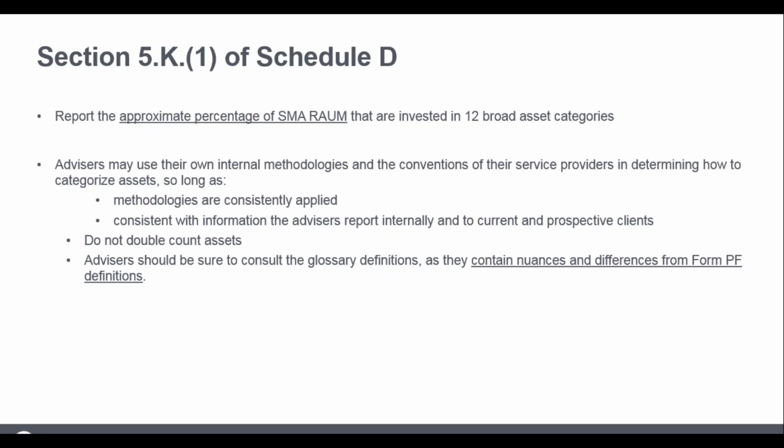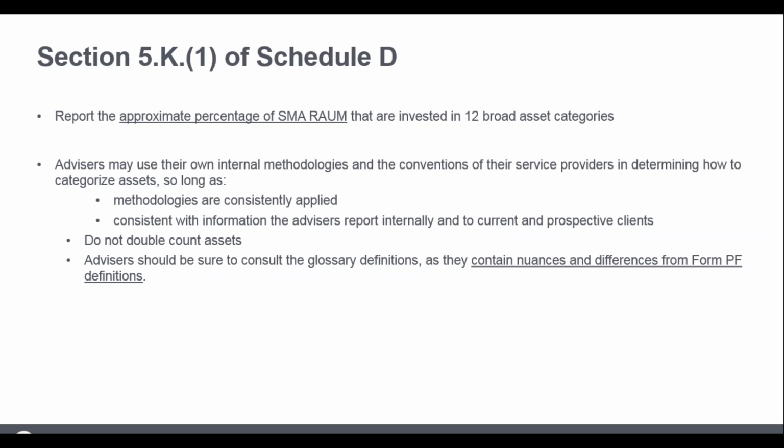Some of these assets are going to fit into more than one category, or you may be required to apply some discretion when making a determination. In that case, you are allowed to use your own internal methodologies, so long as you're consistently applying those methodologies, and also making sure that that information is consistent with what you report internally, as well as to your clients. And, as with any section of the ADV, you always want to take care to not double count assets.